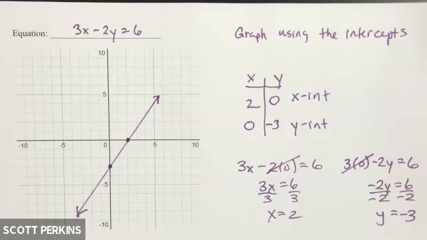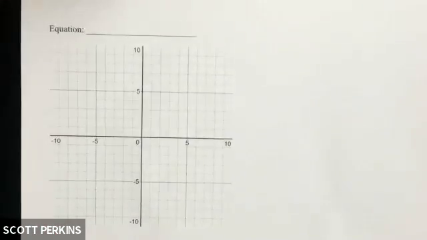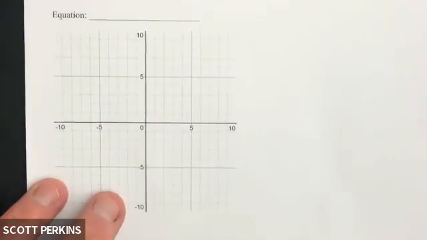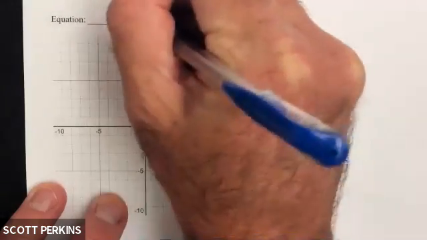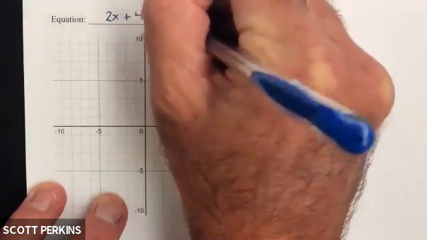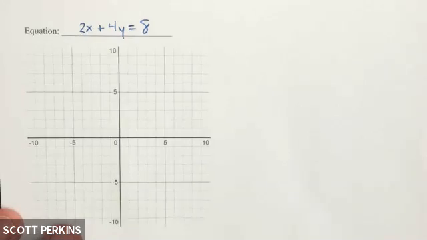So here is yours. I'm going to have you do 2 of these. Here's your first one. I would like you to please use the intercepts. That's what I'm going to do to graph 2x plus 4y is equal to 8. Okay, so please graph that using the intercepts.